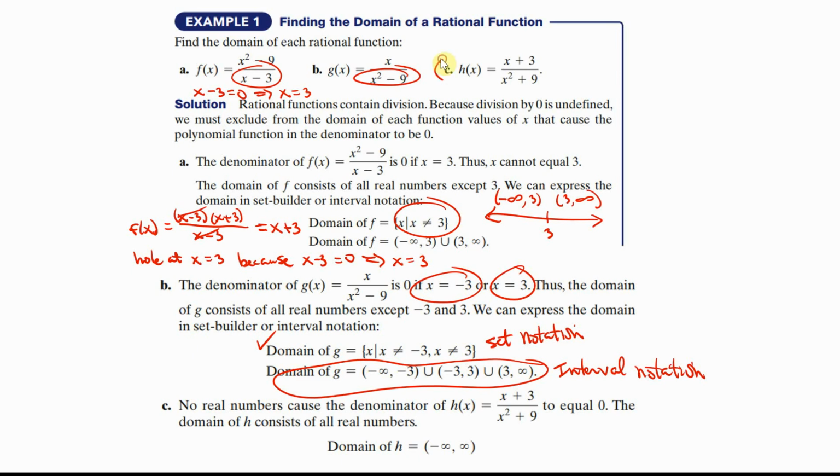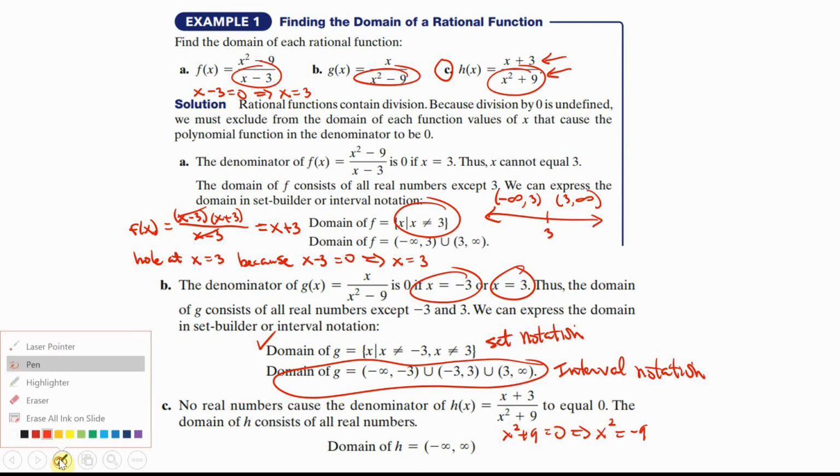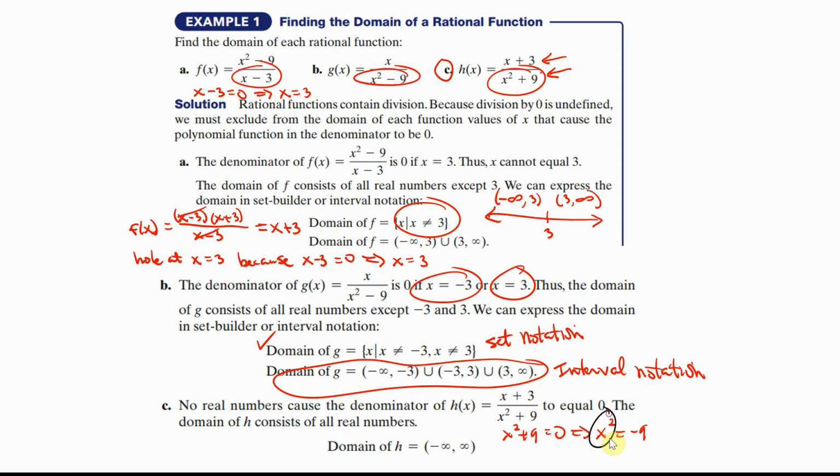Now for part C, you look at, again, fractional form, something divided by something else. So the critical part is always what's downstairs. Now the question is, can x squared plus 9 equal 0? If you set that denominator equal to 0, what you end up with is something strange. You get x squared equal to negative 9. Well, that's impossible. How can I square something and that result comes out to be negative?